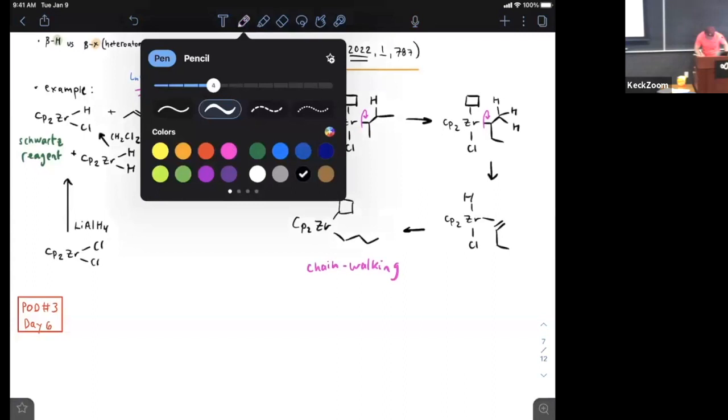Okay, I didn't draw the chloride atom. I don't want anyone to panic at where that went.